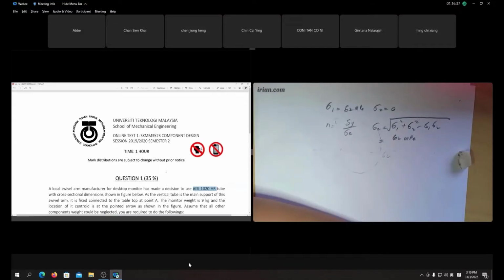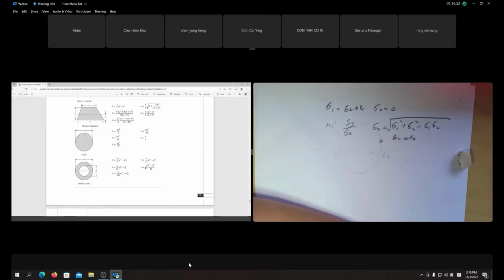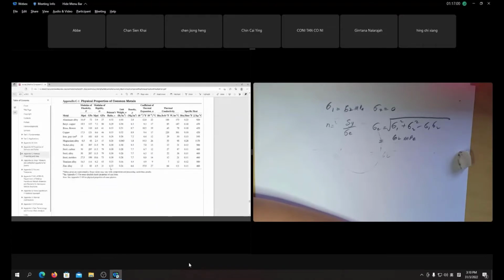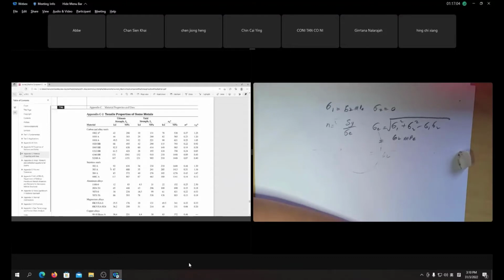Okay, can you see the question? The question gives that the tube at section A is made of AISI 1020 hot roll. So we can get our SY value, right? If you look at my textbook, the table of properties, the appendix of material properties, AISI 1020 hot roll. Can you see my textbook, guys?